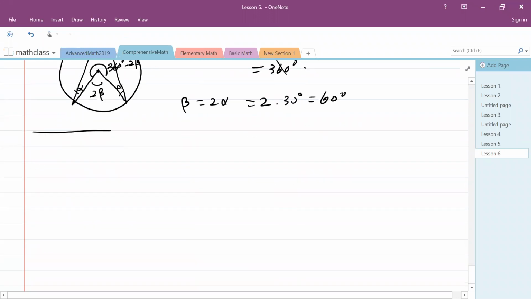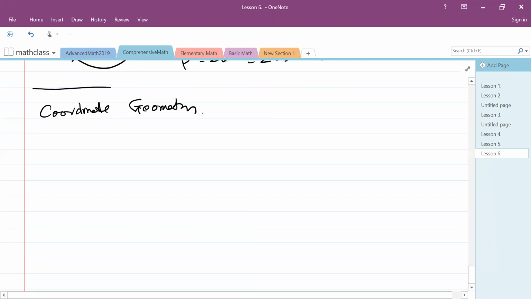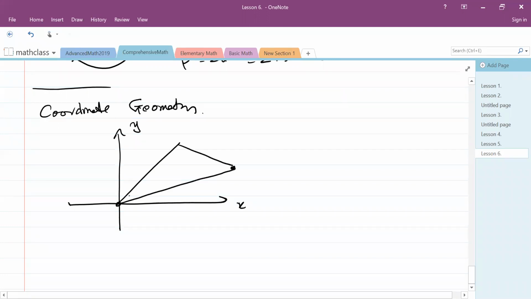Our next topic is coordinate system geometry, right? Coordinate geometry. That means we describe figures in the XY coordinate system. Sometimes we are given information such as a triangle. So this is 0, 0. Let's do this first. And here is going to be 4 and 4.